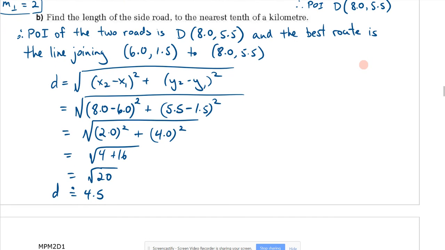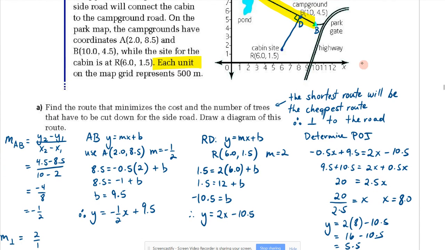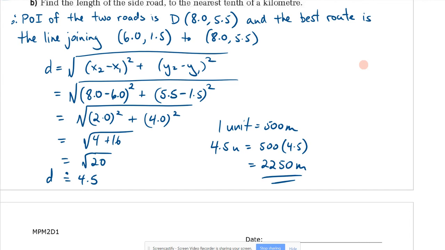So that's 4.5 units. We're also told in the question, if you look carefully, that each unit on the map represents 500 meters. So I have to take that into account. So if 1 unit equals 500 meters, then 4.5 units equals 500 times 4.5, which is equal to 2,250 meters. So therefore, the shortest distance, or that short road, is 2,250 meters long. And that's how you solve this example. And that ends this video.